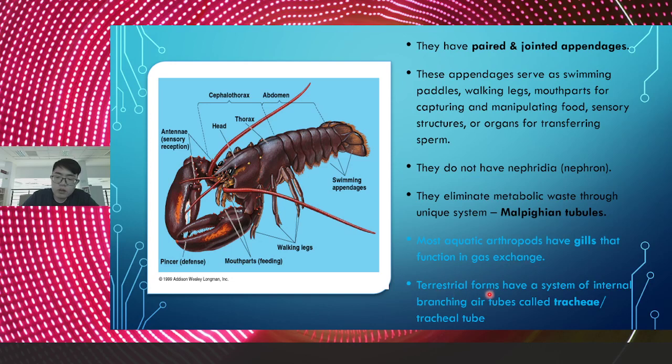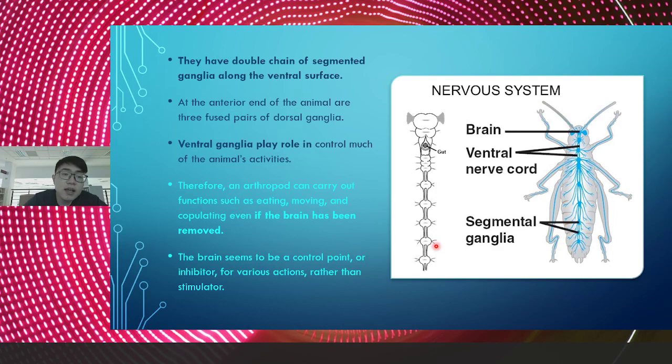And for the terrestrial Arthropoda, they have a system of internal branching tubes called trachea or tracheal tubules. So this is for the gaseous exchange part. For the aquatic, they have gills, like a fish, they have gills for gaseous exchange. But for the terrestrial, they have the tracheal system, which plays the responsibility for gaseous exchange. Okay, so hopefully you understand these general characteristics.